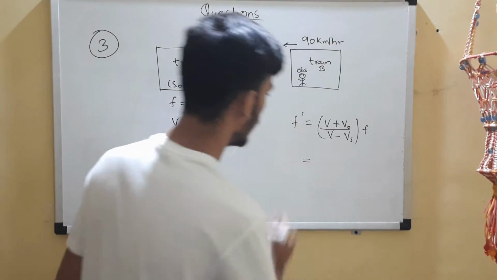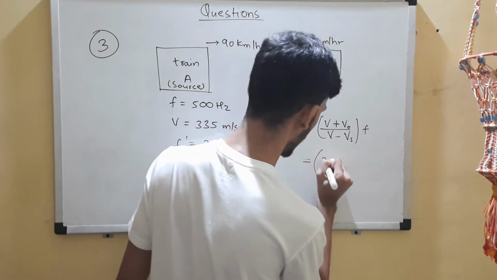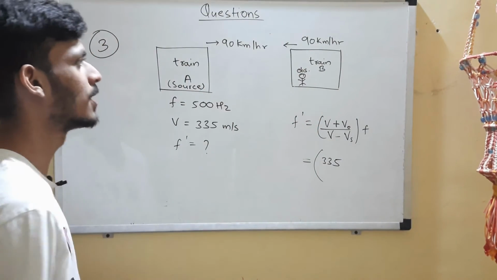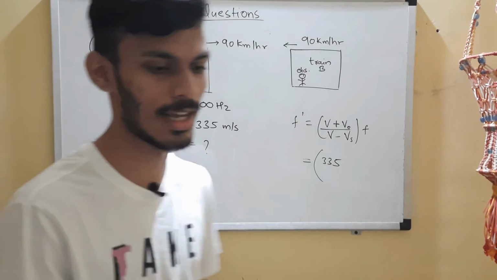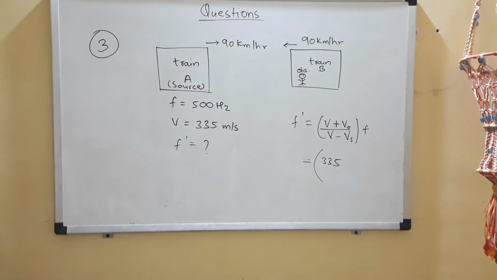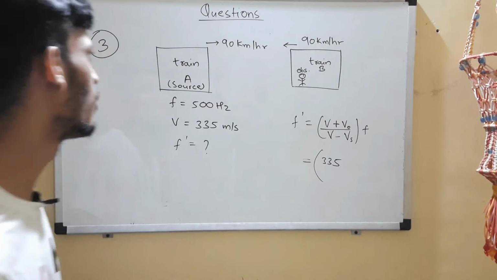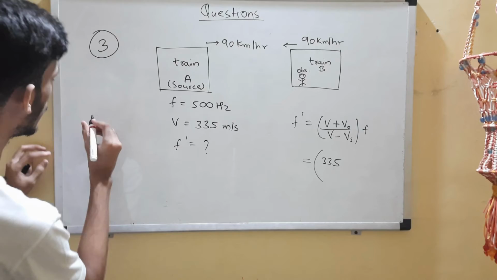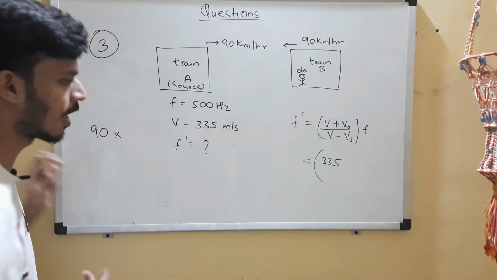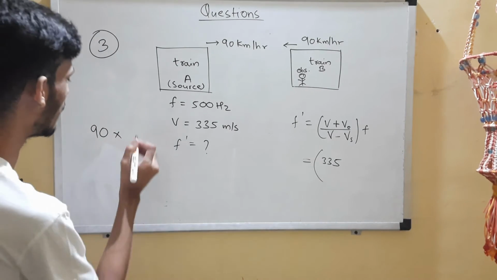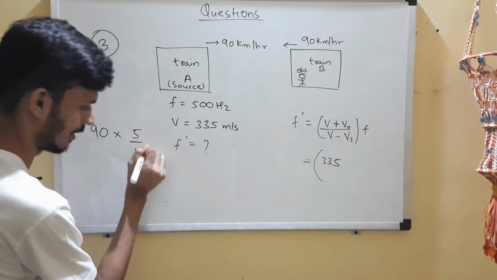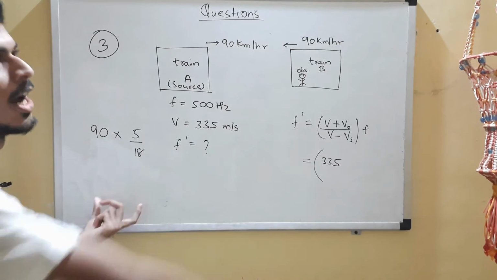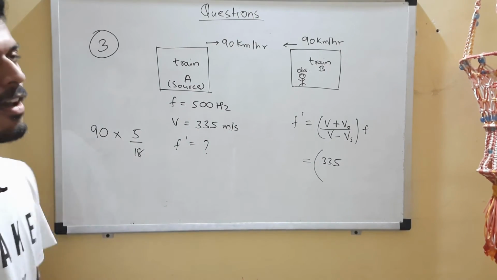Okay, so let's solve it. So V is 335. And now substitute everything in meters per second over here. You can see that this is in kilometers per hour, so you just simply have to convert it. And how do you do that? You have to multiply it by 5 by 18, right? So this is the conversion factor. In order to convert kilometers per hour to meters per second, you have to multiply by 5 by 18.